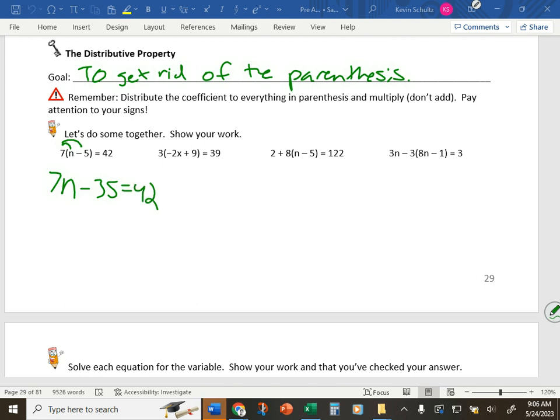And lo and behold, what have we just created for ourselves here? Nolan. Solving process. Yeah, we're now in the solving phase, right? We've given ourselves a 2-step equation to solve.